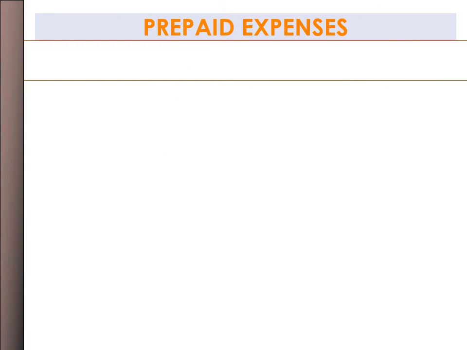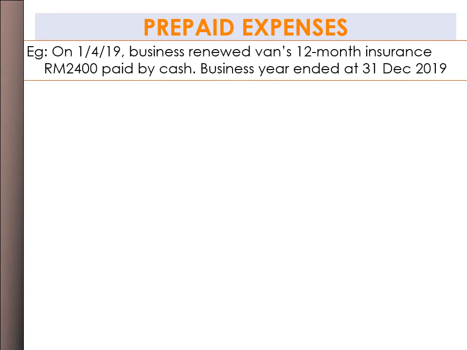Let's have a look at an example for prepaid expenses. Let's say you renewed your van's 12-month insurance on the 1st of April. So the insurance is covered from 1st of April 2019 until 31st March 2020.